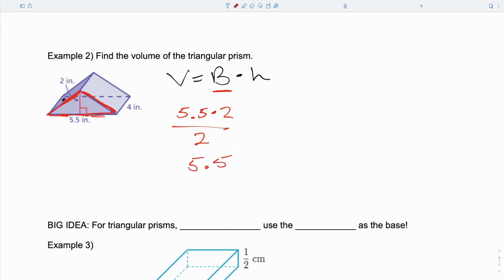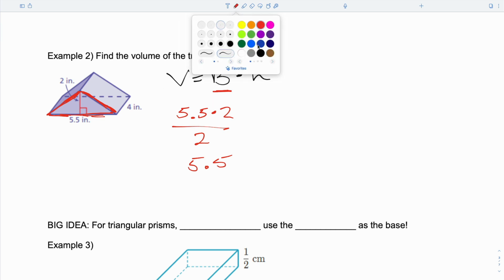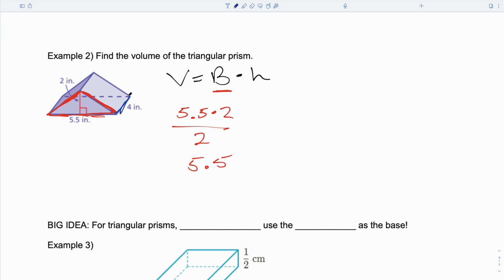What is the height of this triangular prism, Maya? It's 4. Yeah, if you flipped this on its side, the height would be 4. Since the triangle is the base, the height is the other part of it. From triangle front to back is 4. Multiply it by 4. 5.5 times 4 is your answer.